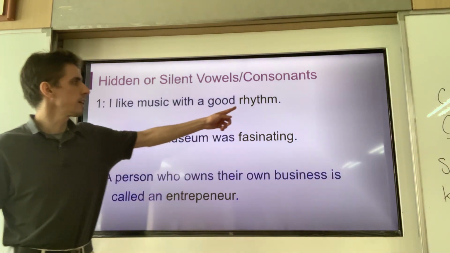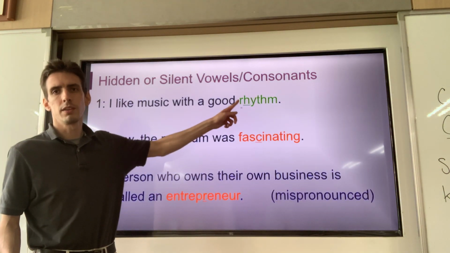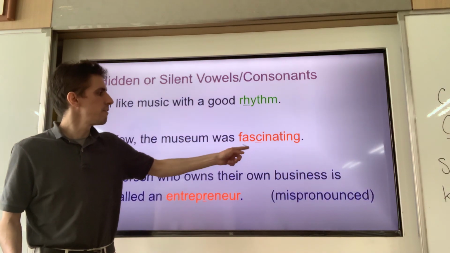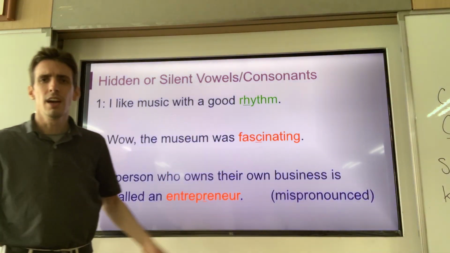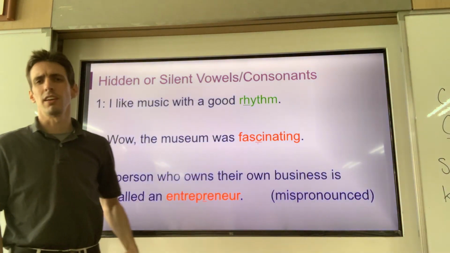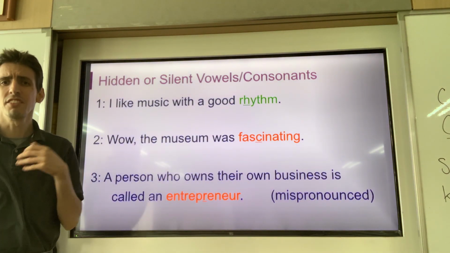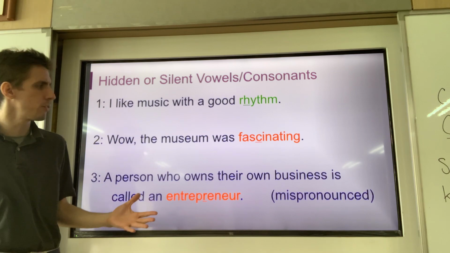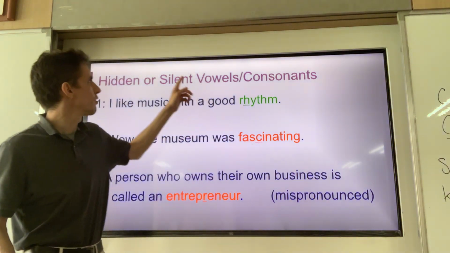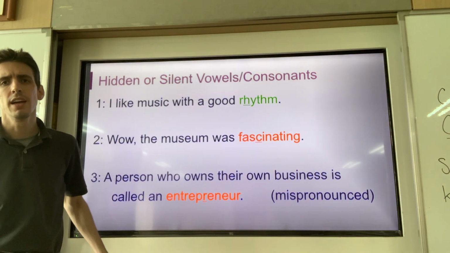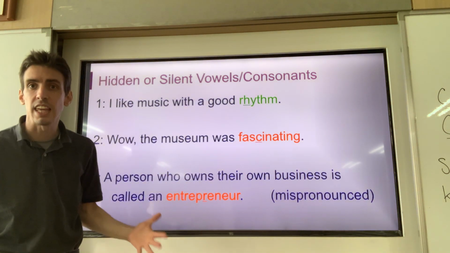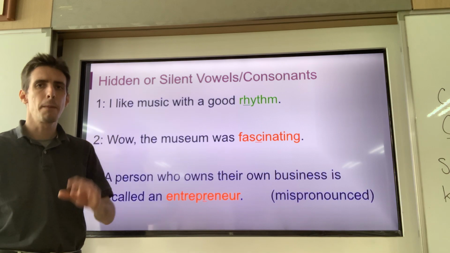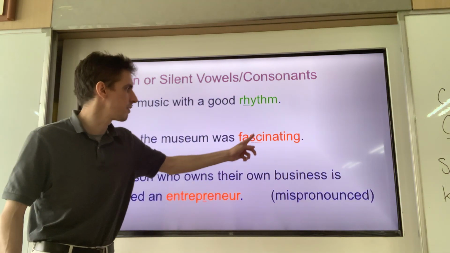Okay, so is this correct? Let's find out. Yes, rhythm is correct. Fascinating was wrong. Fascinating has a C, an S and a C. Why? Why does it have two consonants? Because one is silent. Maybe you think fascinating, like C for cat, but there's a silent C here.